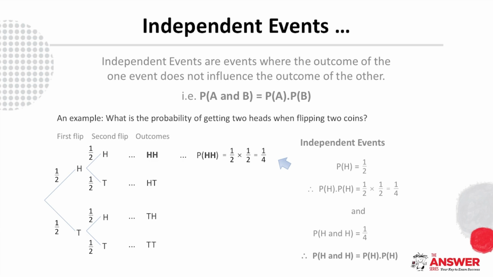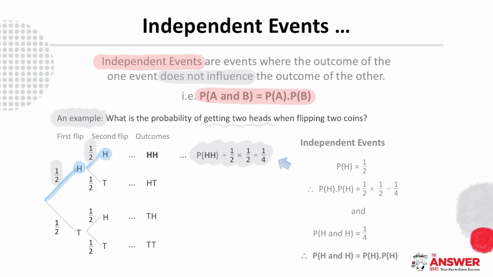Now we come to the concept of independent events. These are events where the outcome of the one event does not influence the outcome of the other. In other words, the probability of A and B occurring is equal to the product of the probability of A and the probability of B. So if we go back to the example of landing 2 heads, the flip of the one coin does not influence the flip of the other coin. And if we look at the probabilities, we can see here using the product rule along this path that the probability of landing 2 heads is a half times a half, which gives you a quarter.